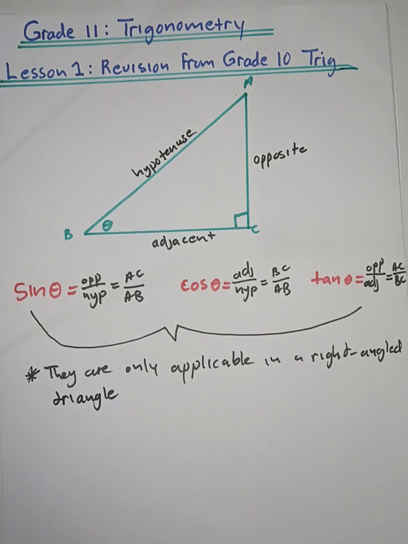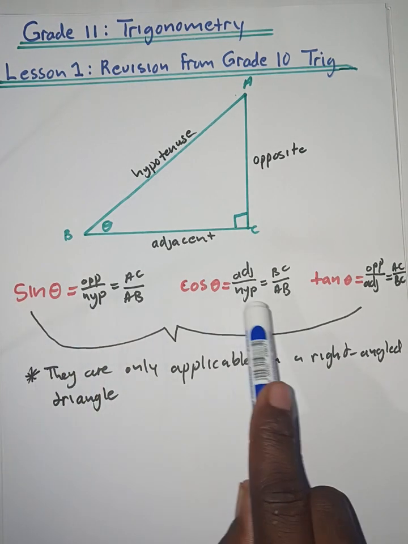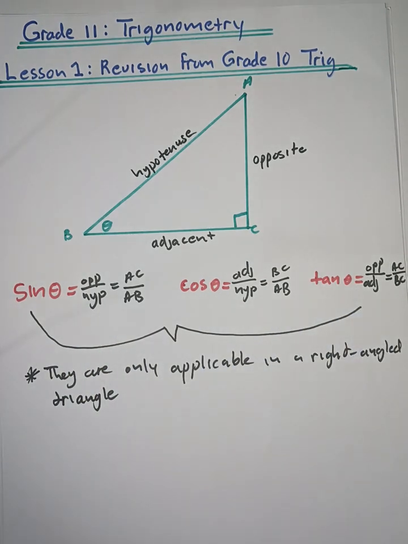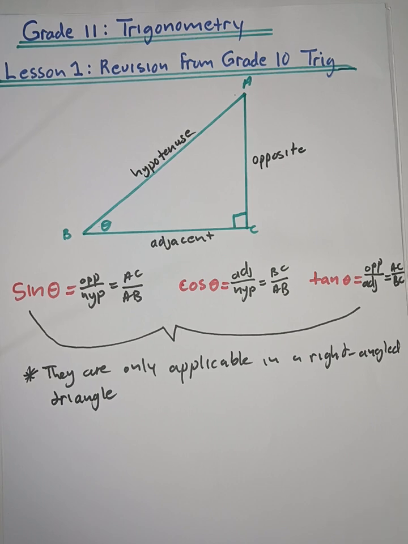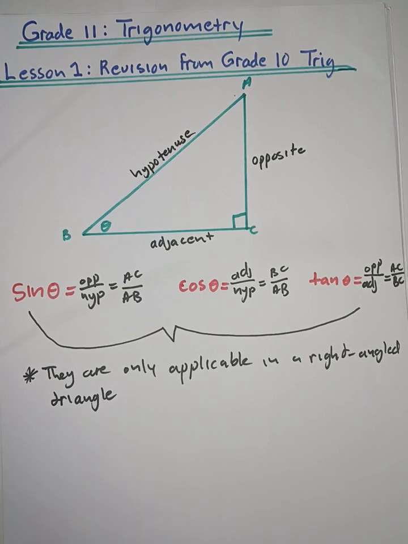And also the Pythagorean theorem. We can only use those four rules, which are the sine, cos, tan, and the Pythagorean theorem, in a right-angled triangle. As soon as it is not a right-angled triangle, we cannot apply these. That's the one important thing I can say.